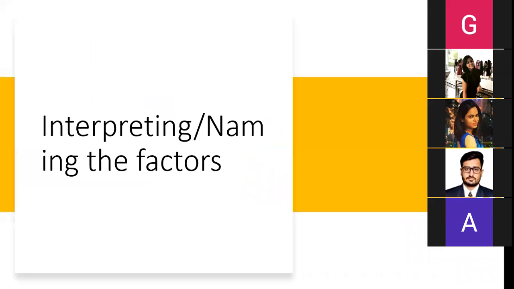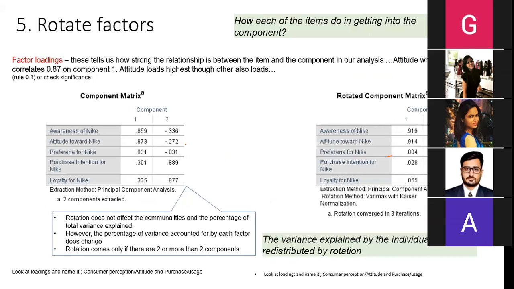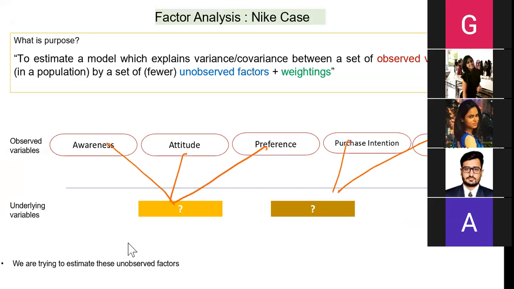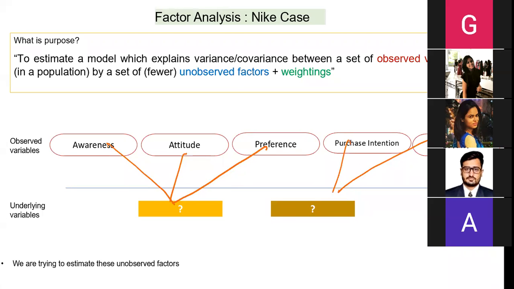Okay, we have done this rotation. Now is interpreting or naming the factors. So awareness, attitude, and preference, we have already seen there are going to be two factors, and awareness, attitude, preference are coming in one, and purchase intention and loyalty are coming in the other, as per our component matrix. We check this rotated component matrix. How should we name them? Awareness, attitude, and preference.